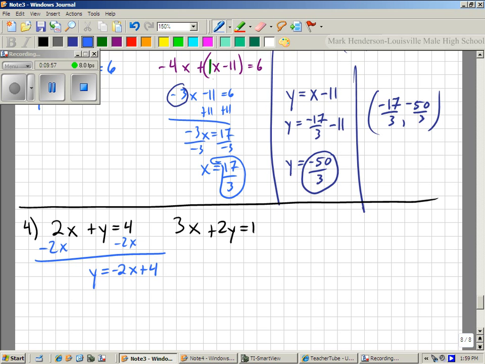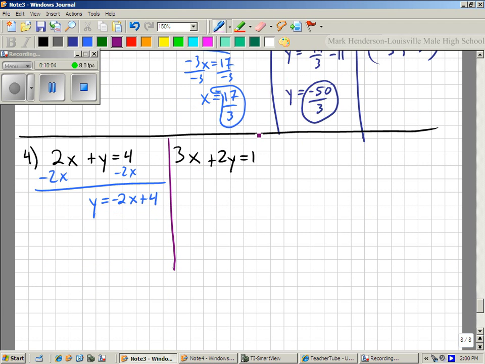Okay? So that's much easier than going through this and getting 3 on the other side and then divided by 2 and getting 3 halves. And 3 halves is just messy to deal with. Okay. So here what we're going to do, we have 3x plus 2 times negative 2x plus 4 equals 1. So again, remember the parentheses is what we know y to be, so we put that in.